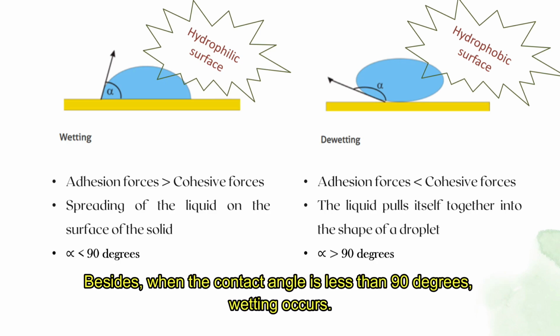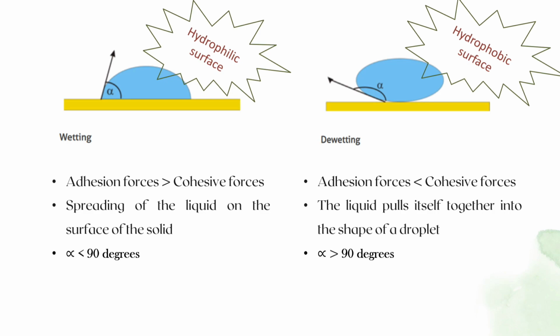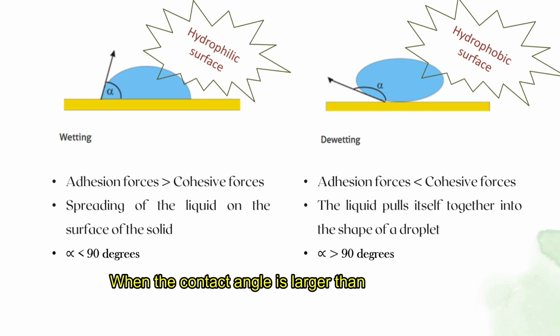Besides, when the contact angle is less than 90 degrees, wetting occurs. On the other hand, when the contact angle, which is alpha, is more than 90 degrees, non-wetting occurs.